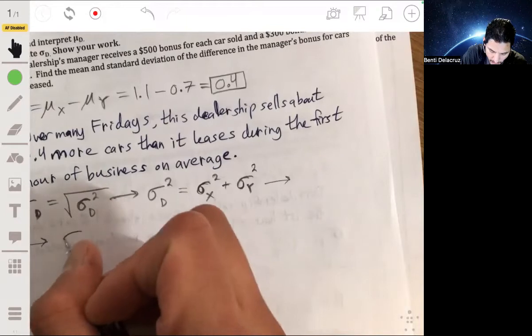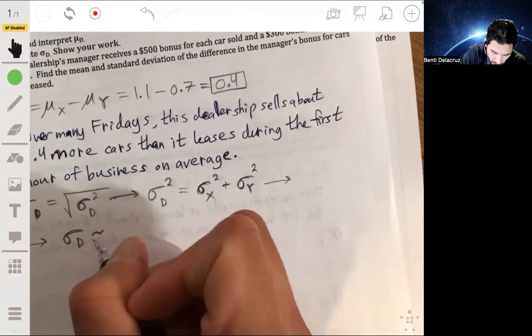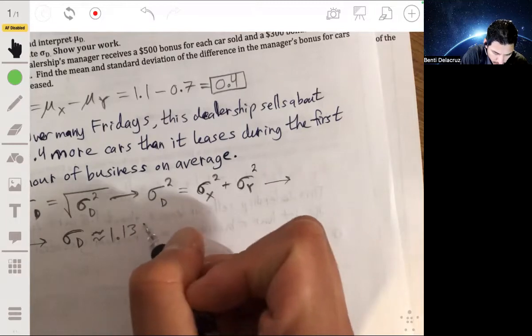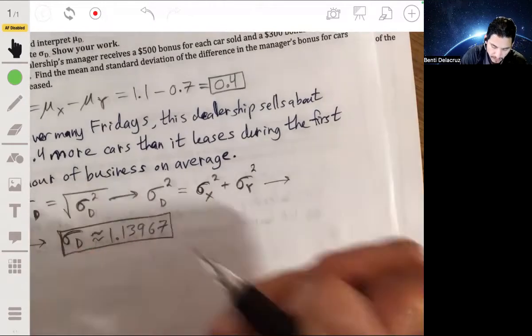Go ahead and write that. The standard deviation of D will then be equal to 1.13967, the same as for T.